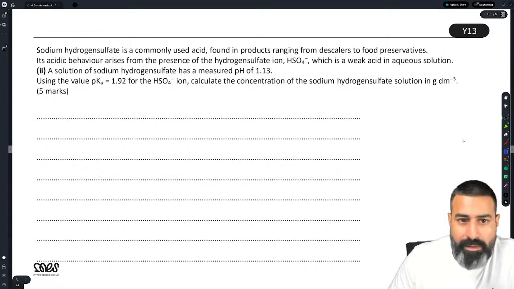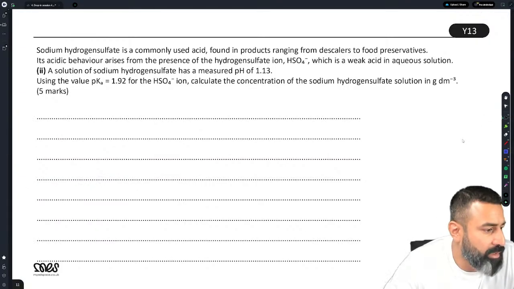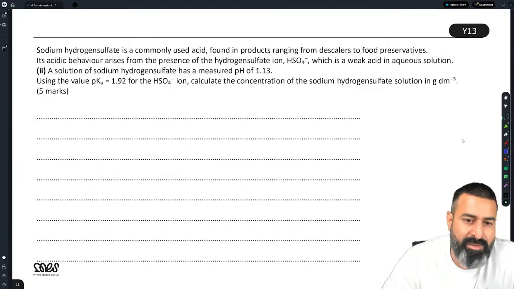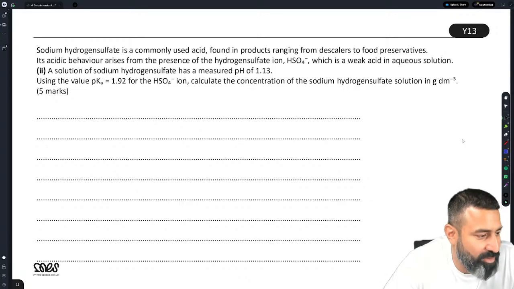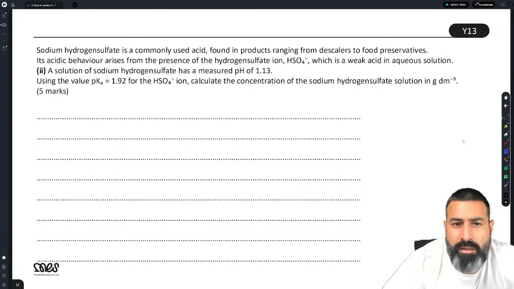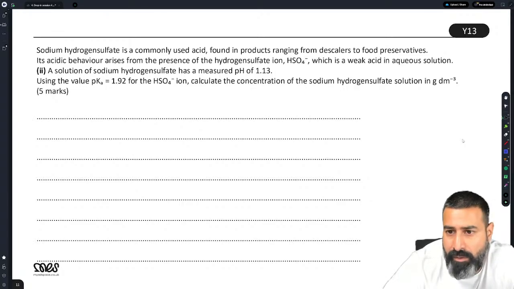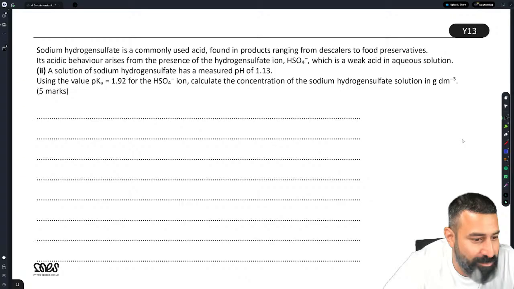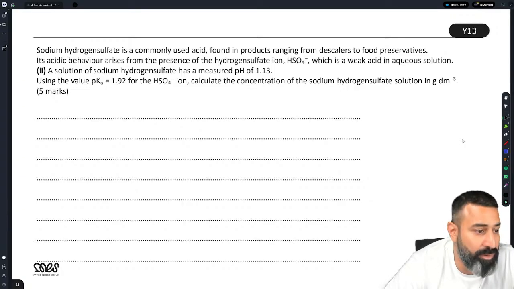Okay, 5 markers. Right. I've got a solution of sodium hydrogen sulfate, and it's got a pH of 1.13. It tells me the pKa value. I've got to calculate the concentration of sodium hydrogen sulfate in grams per decimeter cubed. Yes, it's reversible because it's a weak acid.